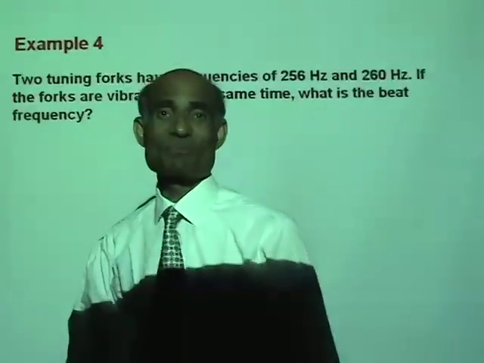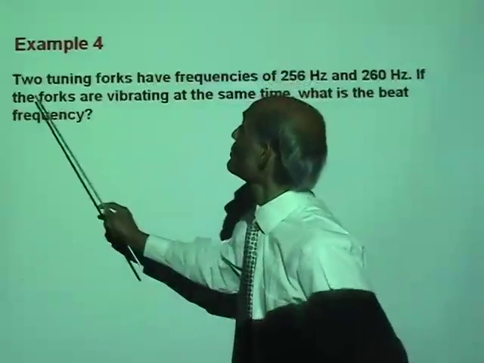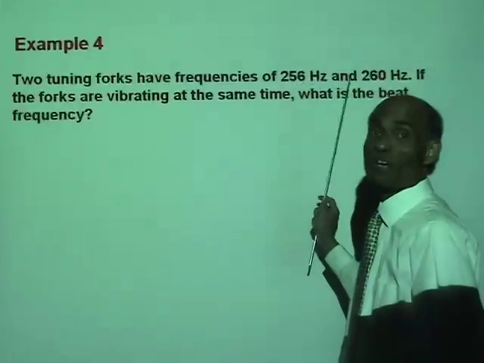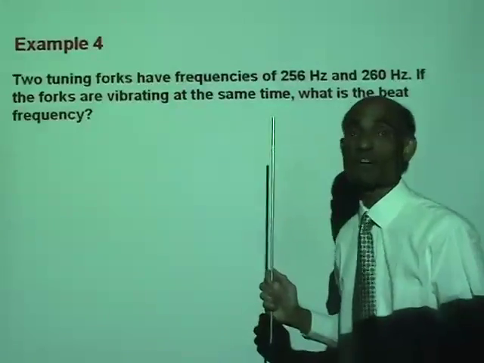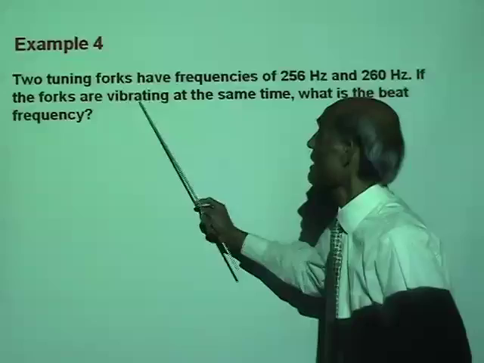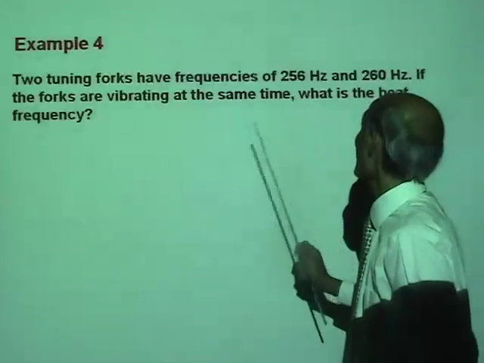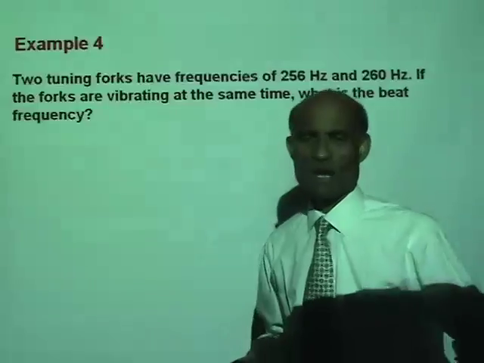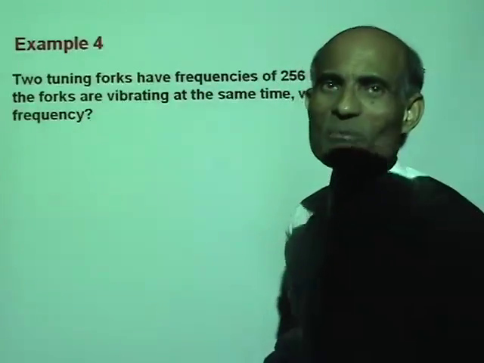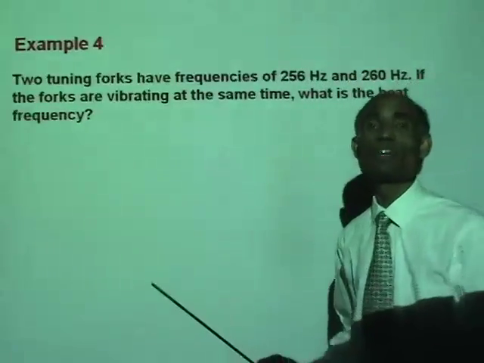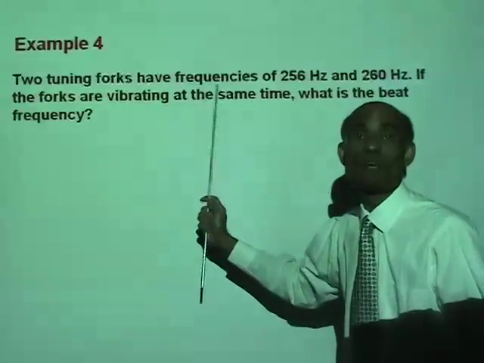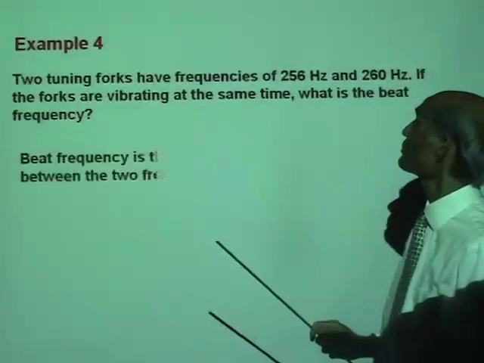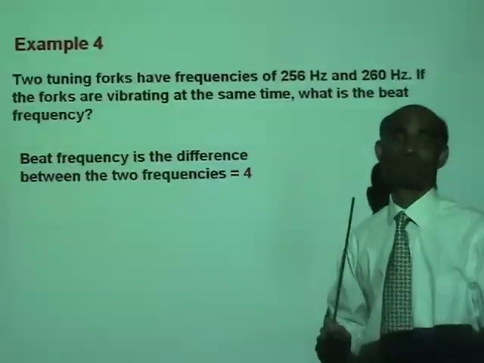Let's now look at a couple of problems. Two tuning forks have frequencies of 256 and 260 Hertz. If the forks are vibrating at the same time, what is the beat frequency? Well, I don't think you need my help to do that problem. The beat frequency will be the difference between the 2 frequencies. So the beat frequency here is 4.